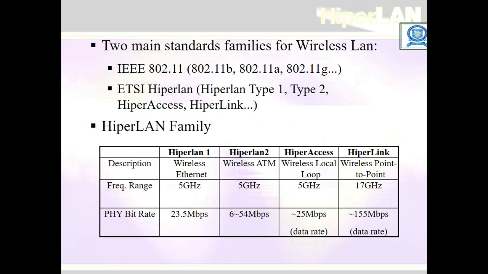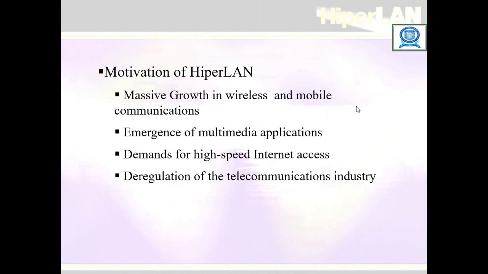And Hyperlan 3 is also called Hyperlan Access. It is used in wireless local loop and the frequency range is the same as the previous two, 5 GHz only, but the physical bit rate is 25 megabits per second. Hyperlan type 4 is also called Hyperlink. This is used for wireless point-to-point communications and the frequency range is 17 GHz. The physical bit rate is a maximum of 155 megabits per second. These are some of the differences between each type of Hyperlan.